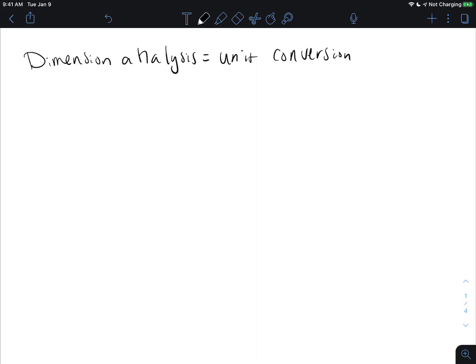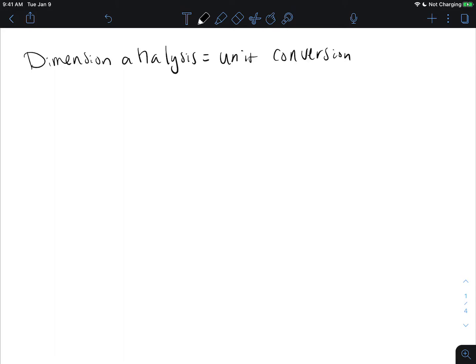Guys, in this video we're going to be looking at dimensional analysis. And dimensional analysis is what we call unit conversion. So converting from one unit to another without changing the magnitude of the value, just changing the units that we're expressing that value in. We're going to be looking at metric units, we're going to be looking at English units, we're going to be looking at converting between them and converting within metric systems and English systems of units.